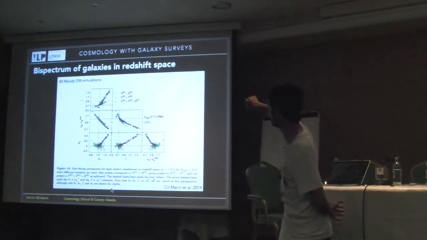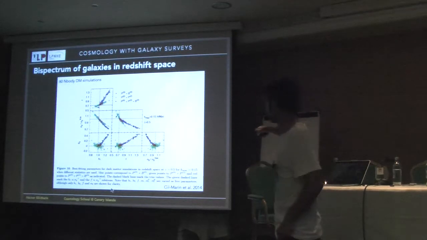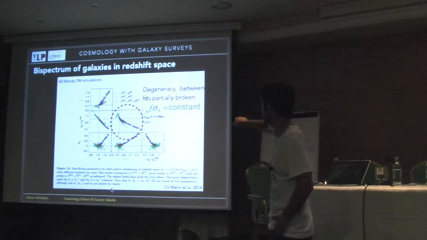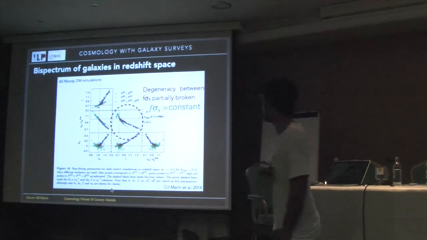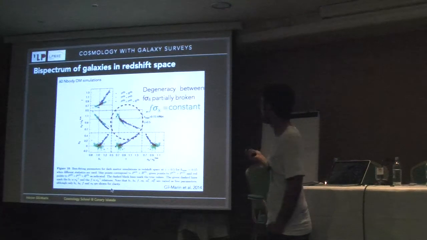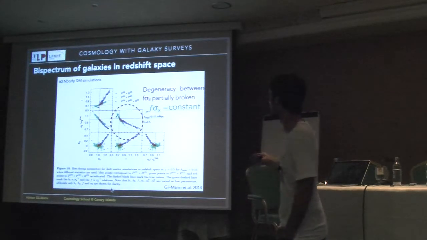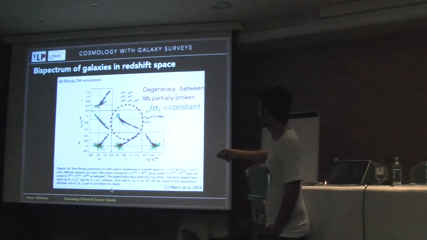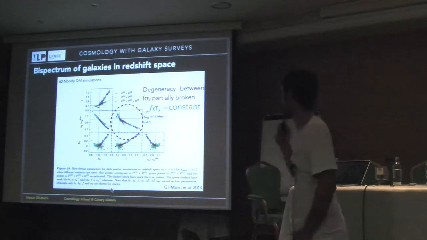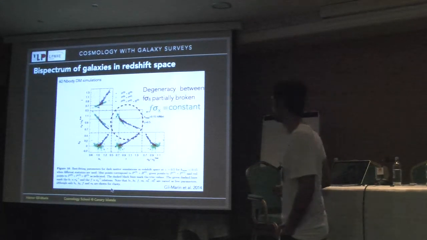For the green points, it's very interesting in the F sigma A plot that all the points are along a line, which is actually the line of constant F sigma A. This is nothing surprising, because we have seen that by measuring the monopole and quadrupole, we can only constrain F sigma A as a constant, but not F and sigma A alone, because these parameters were completely degenerate.